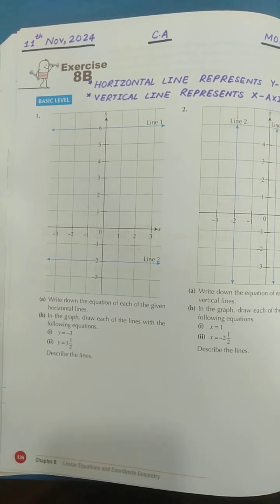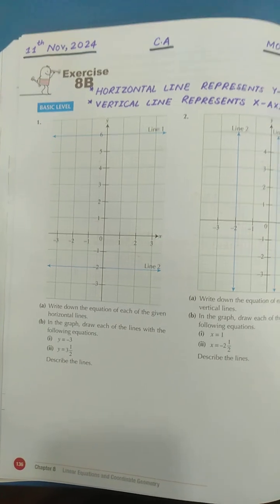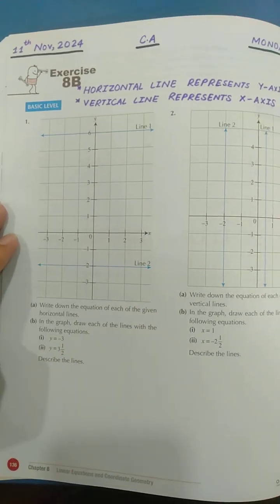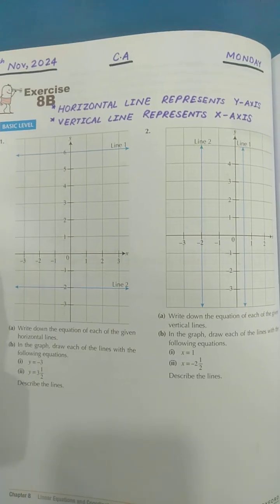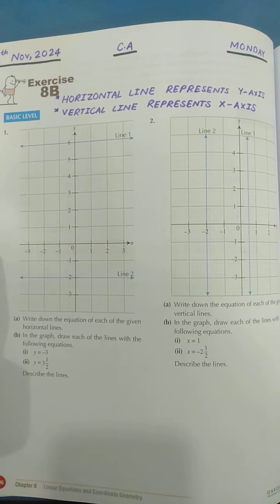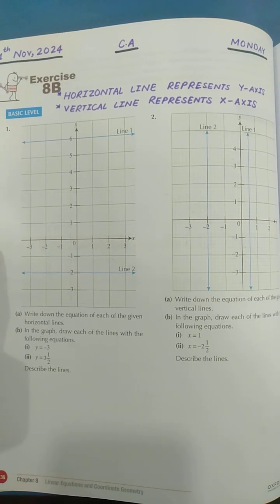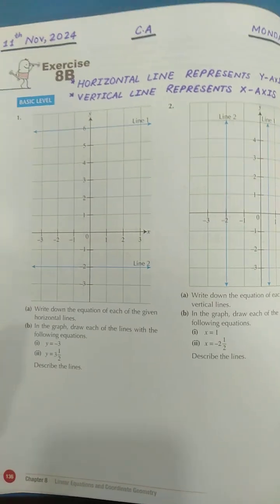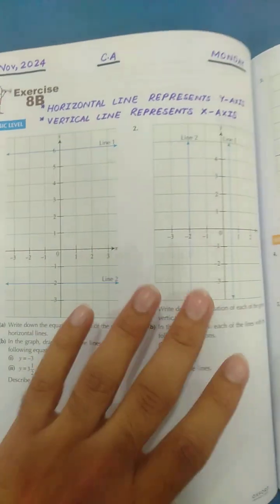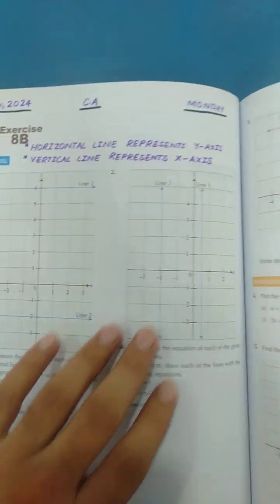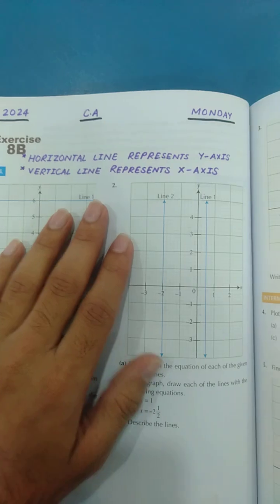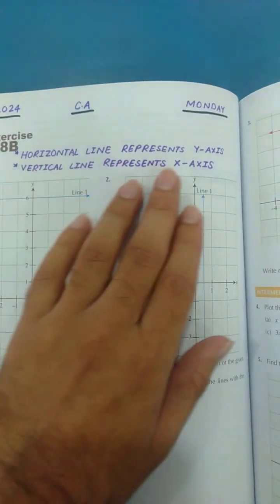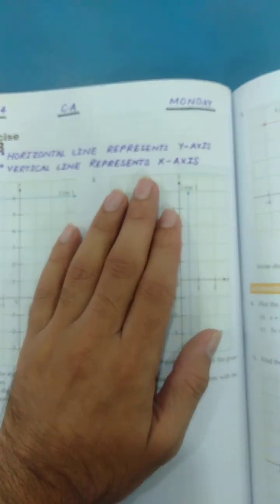For today we are going to start our exercise number 8b. Simply, the theory of this exercise is that we have to write the equations of the horizontal lines and the vertical lines, and we have to write down the equations of the given lines present in the graphs. So the main theory and the main topic is that a horizontal line represents the y-axis and a vertical line represents the x-axis in the graph.